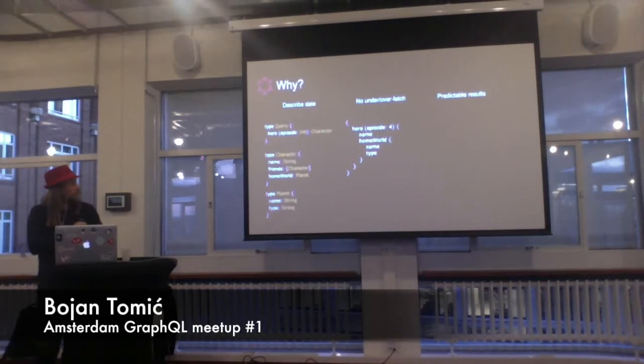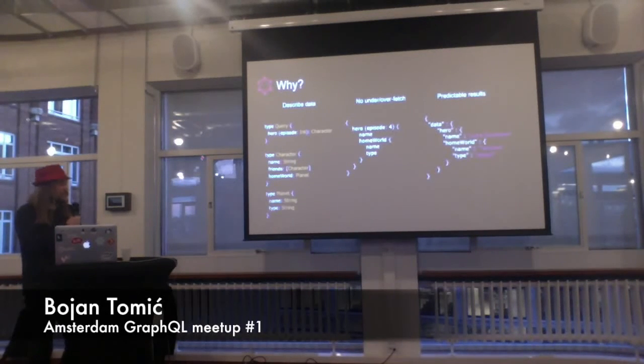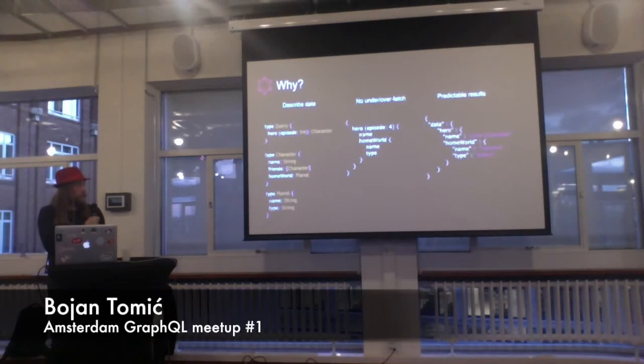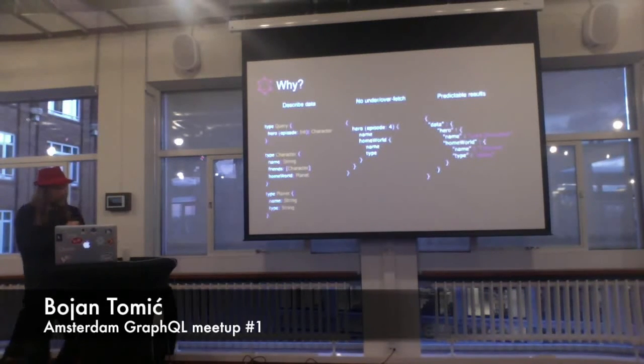And the best part, you get predictable results. So you get exactly the same structure you asked for. You didn't just get a JSON back. You got the JSON that's identical in structure to what you asked for. Actually, when you think about it, the query is pretty much JSON, but just the keys without the values. So this is your query, this is your response, they're one-to-one mapped.